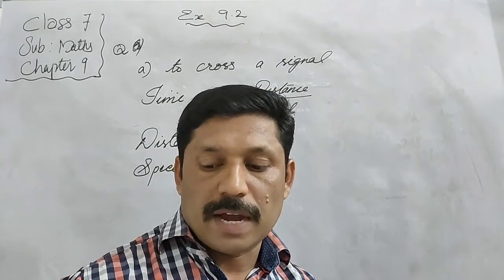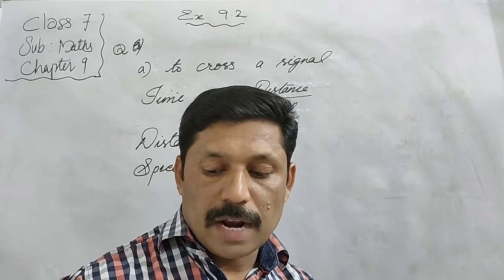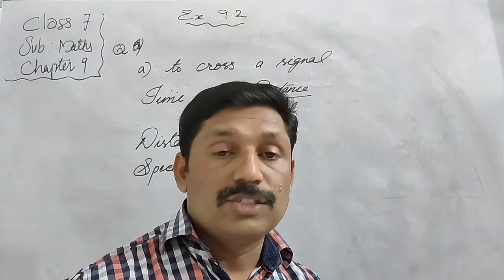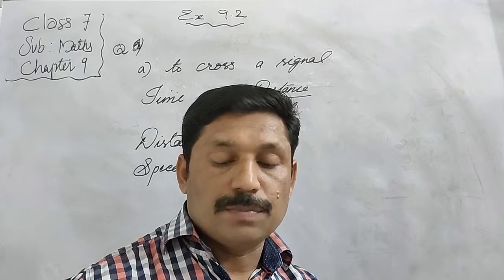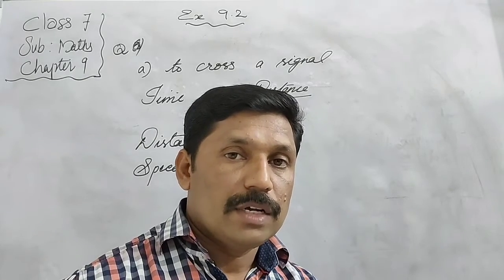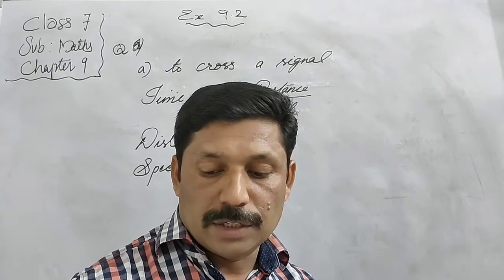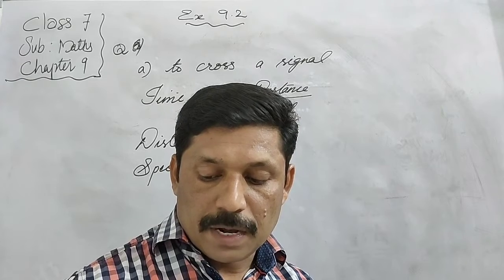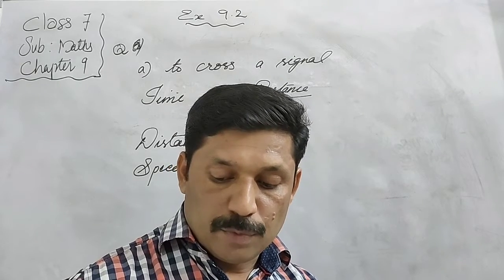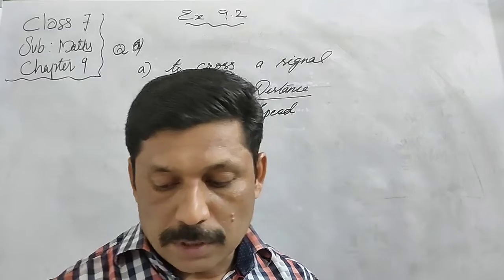Time is distance by speed only. Distance is given and speed is also given. But distance is given in meters and speed is given in kilometers per hour. So that kilometer per hour should be changed to meter per second, and then we have to divide it. That's the process we are doing.